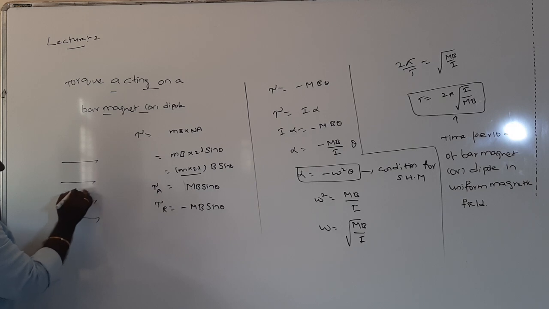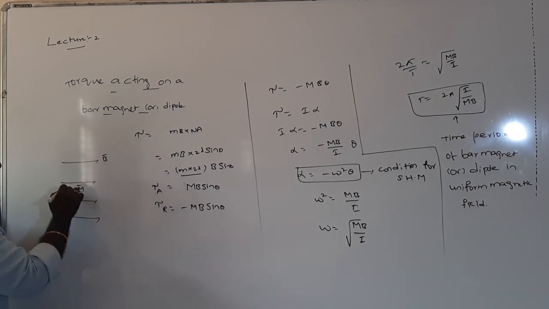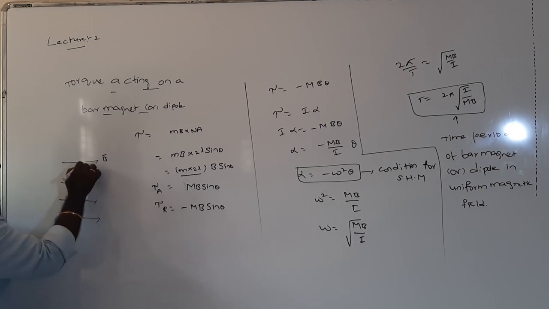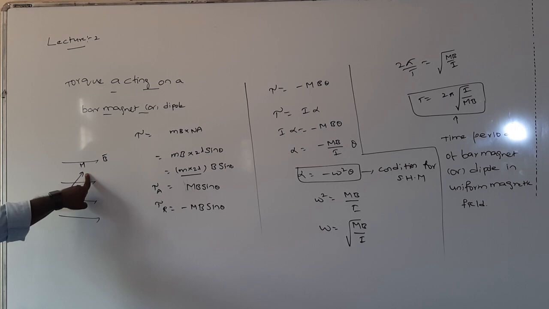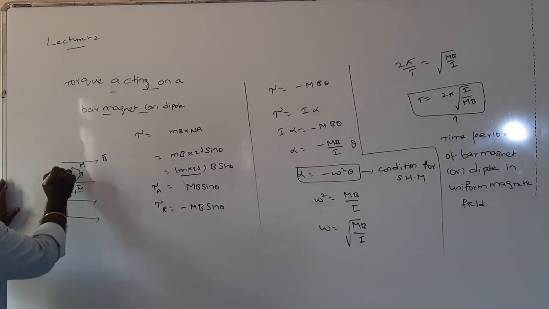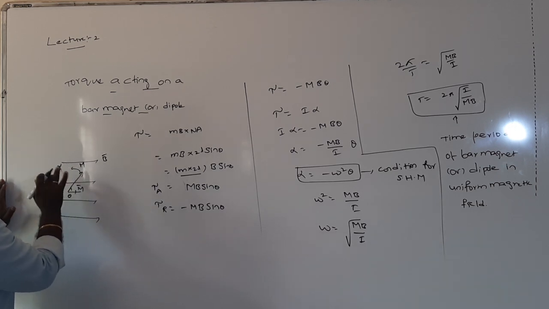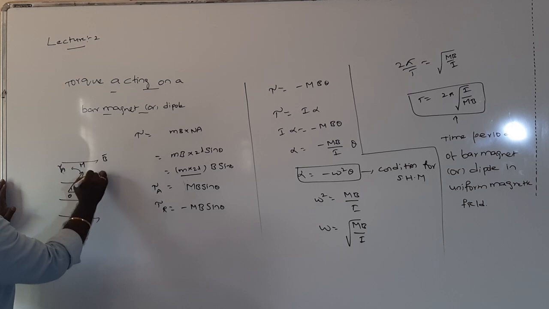Assume this is a magnetic needle whose magnetic moment is in this direction, magnetic field in this direction. I rotate the needle in this direction through an angle theta. If you rotate this magnetic needle through an angle, I have applied a rotational torque in this direction. This is the applied torque, TA. This is TR, the restoring torque.